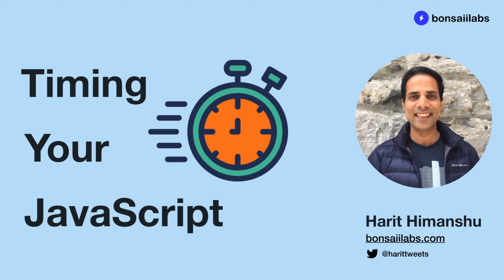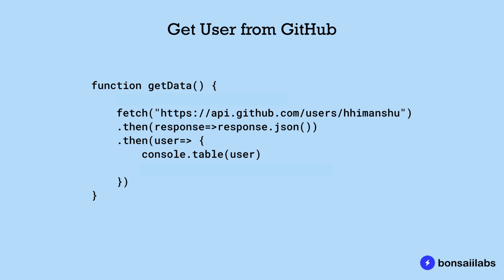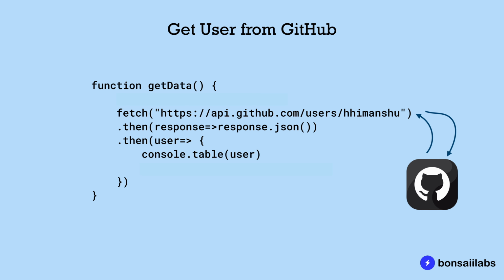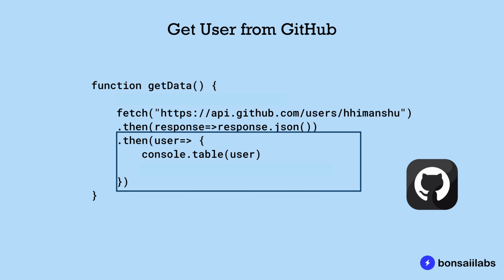Today you will learn to measure how much time your code takes to execute. Let's say I have a function called getData. This function makes a call to GitHub using the Fetch Web API. Once the data is available, we extract the JSON data from the response by calling the response.json method. This then method returns a new promise, which is resolved and the user object is available inside the handler.